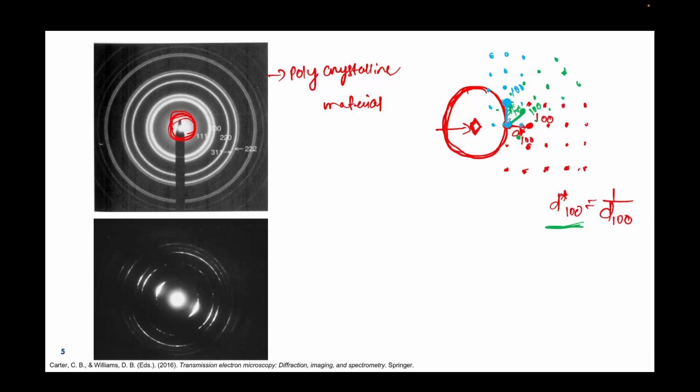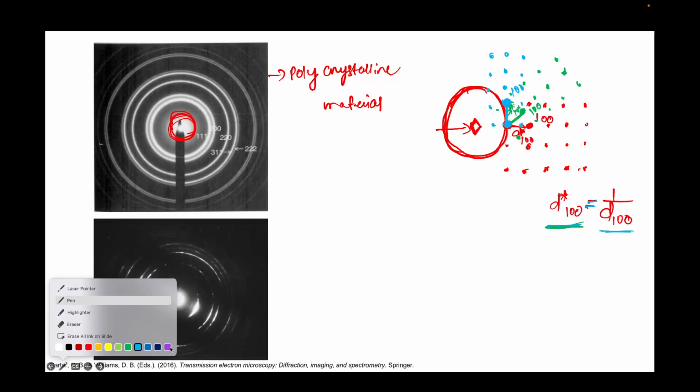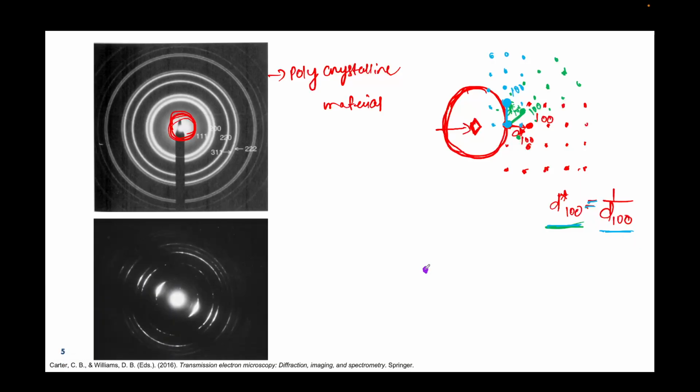However, their distance from the origin is not changing. Why? Because the distance depends on the interplanar spacing. That means the reciprocal lattice vector is inversely proportional to the interplanar spacing. So my center is staying as it is, and the distance where my planes appear is not varying, however their positions are varying. Let's say this is my 0 0 0 of the reciprocal lattice.